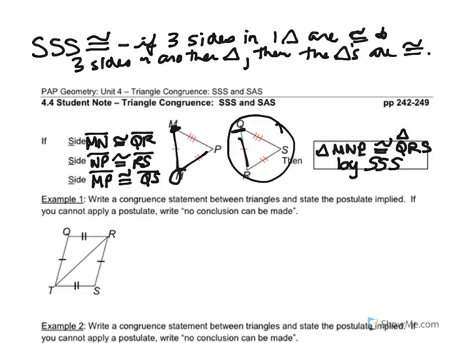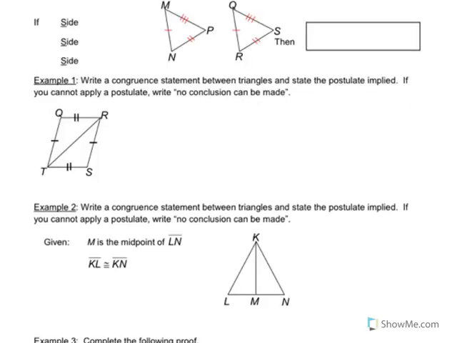Let's look at example 1. Okay, so it says write a congruent statement between triangles and state the postulate implied. If you cannot apply a postulate, write no conclusion can be made. Okay, so let's look at the picture we're given here. We can see right now that QT is congruent with RS and QR is congruent with ST. Is there anything else that you noticed about that picture? Any other side? Because we're looking for 3 sides.